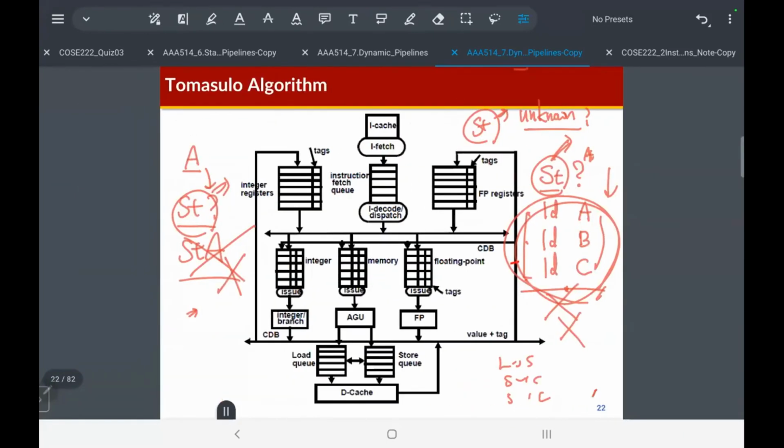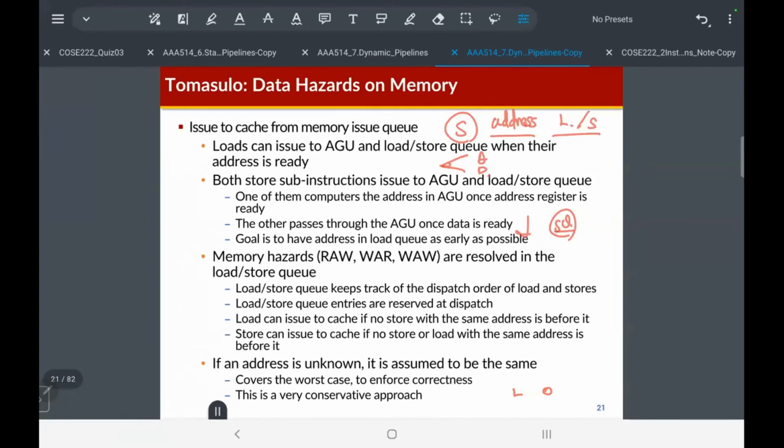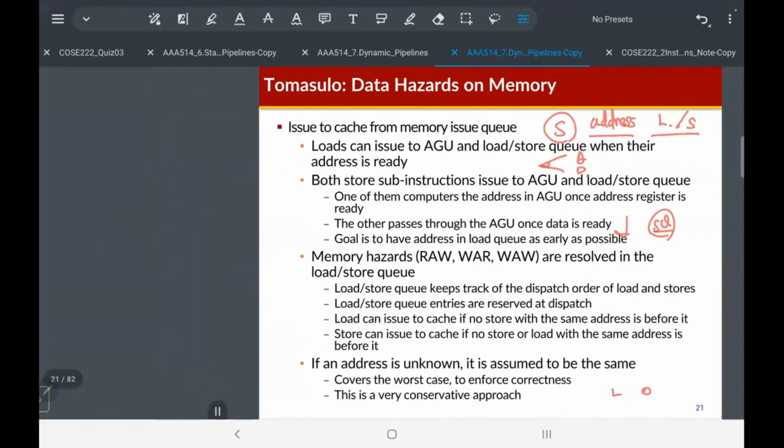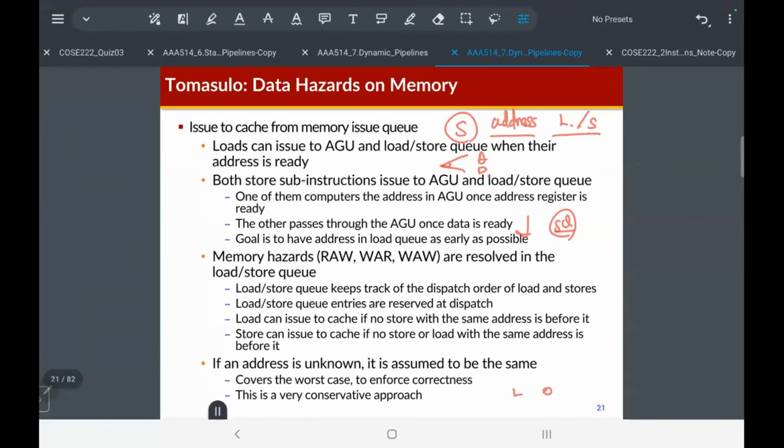I think I need to stop here. Sometimes the Tomasulo algorithm may be a little bit tricky for some students, so try to read this slide and understand how to handle data hazards on registers and on memory in the Tomasulo algorithm. It's very important. I will stop here, and I will provide online classes only for the coming two classes. Any questions?